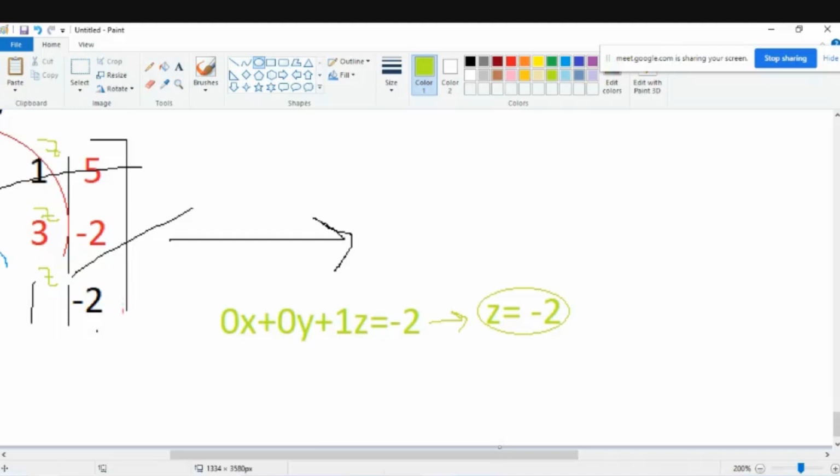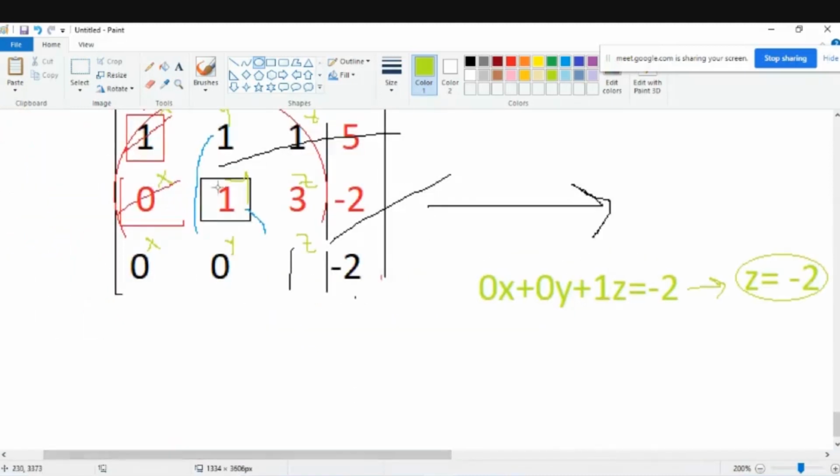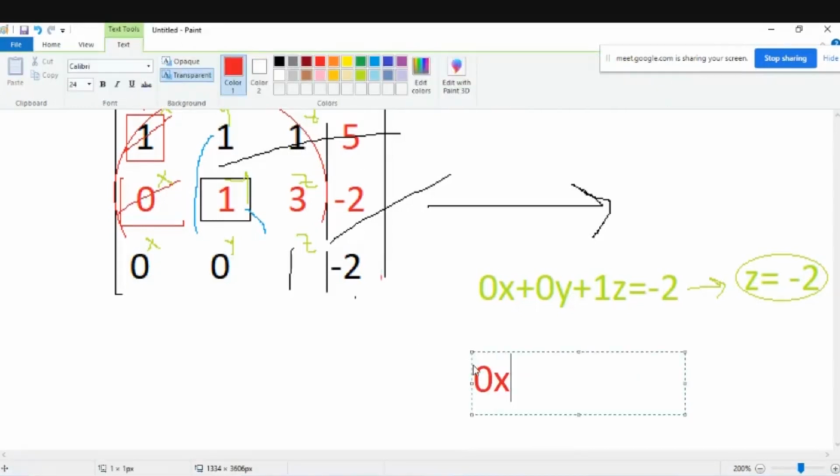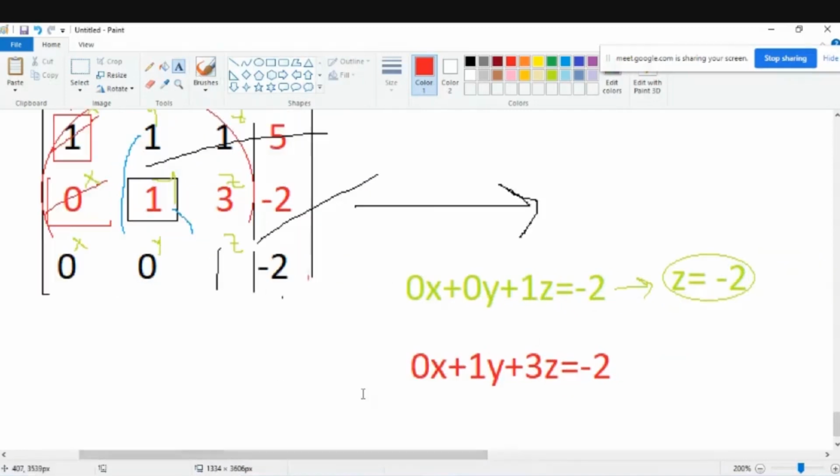By the same way, try to convert now the middle row to be also an equation. Then I'll just make multiplication, nothing else. It's very easy. 0 multiplied by x, plus 1 multiplied by y, plus 3 multiplied by z. All of that equal to how much? To -2 also. Okay, good. Then now I want you to help me. I just want to simplify this, nothing else.